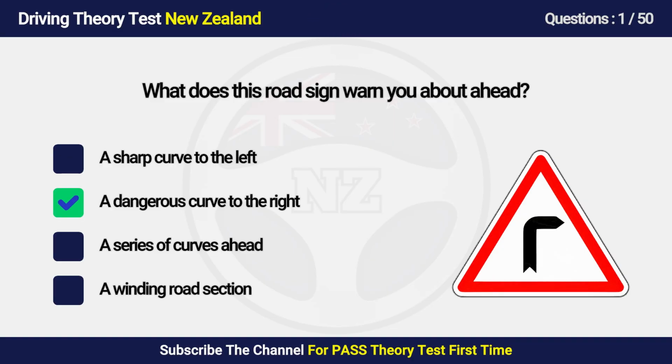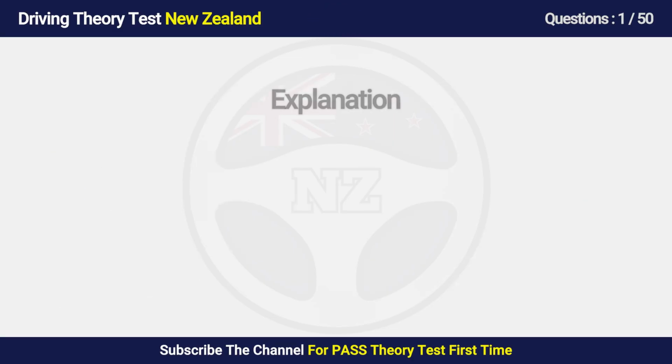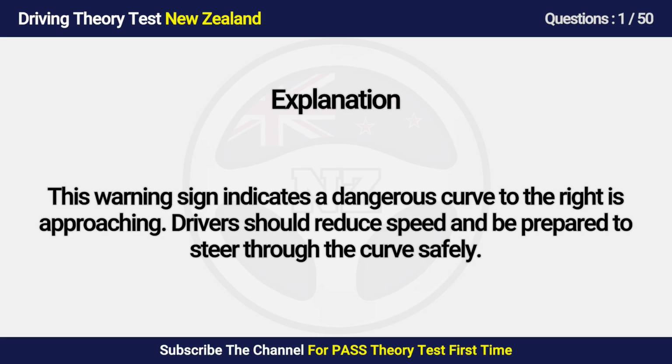Answer is B. A dangerous curve to the right. This warning sign indicates a dangerous curve to the right is approaching. Drivers should reduce speed and be prepared to steer through the curve safely.